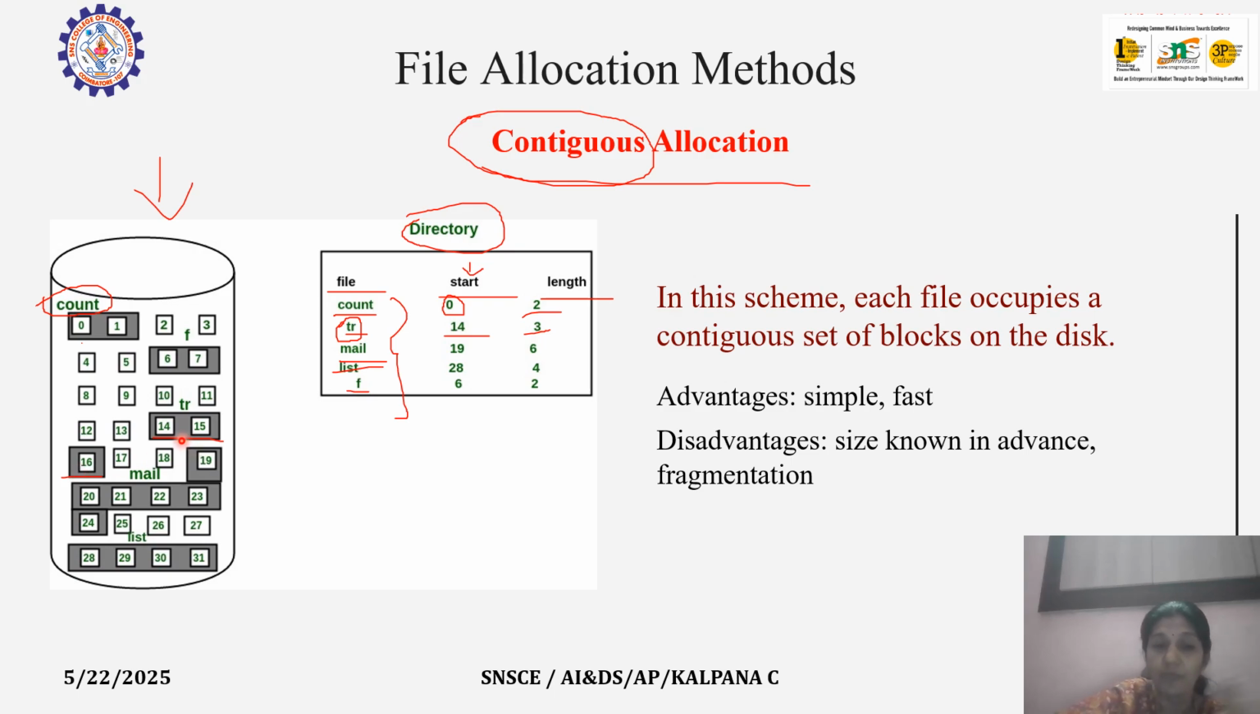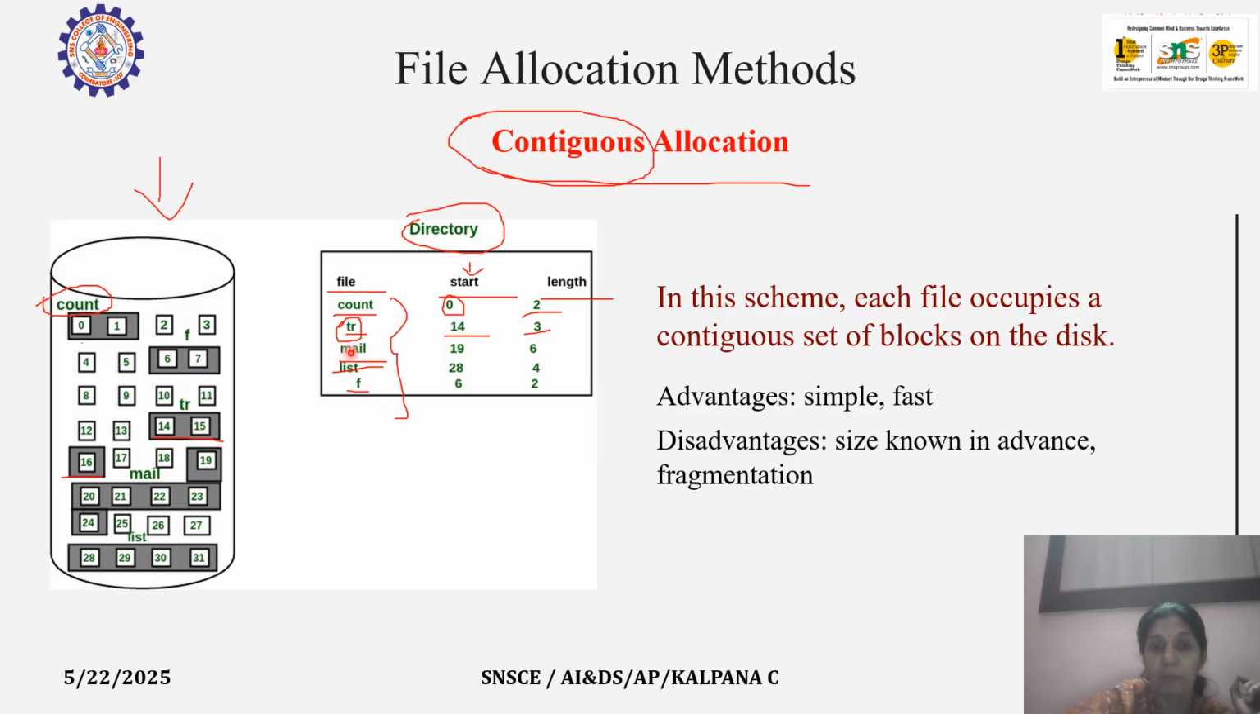So here also we are allocating this tr file in the disk space in a contiguous manner. Not 14, 18, 23 like that, but 14, 15 and 16, in sequential manner. The length is 3, so 3 blocks will be reserved for this tr file.